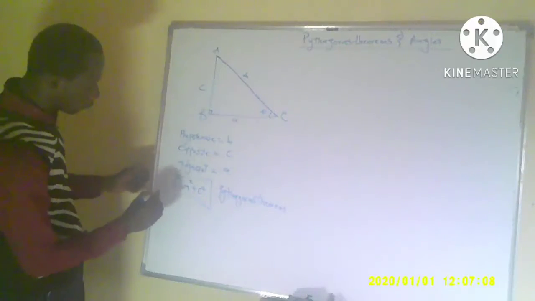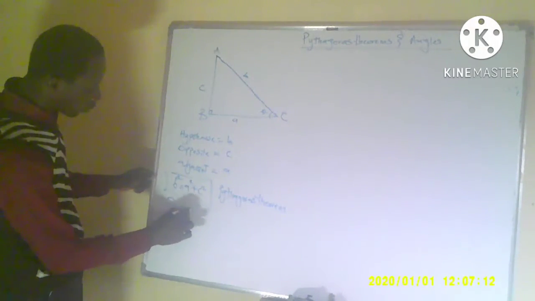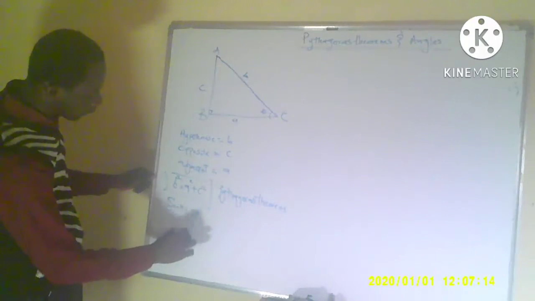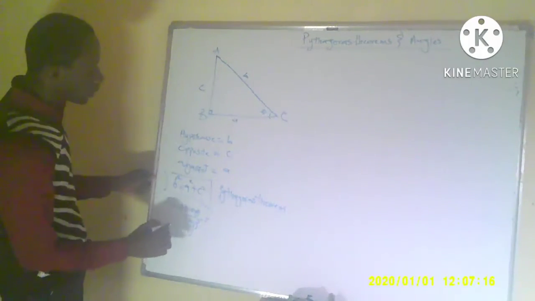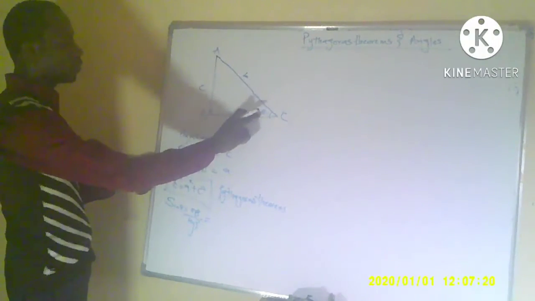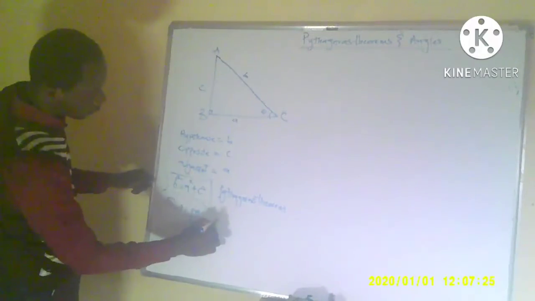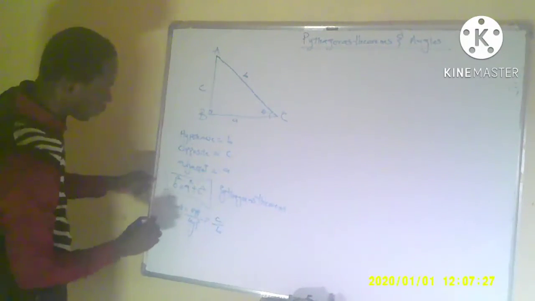Recall that sin theta is equal to opposite over hypotenuse, which is equal to what? Let's assume this is the theta. The opposite is what? c. What is the hypotenuse? b. Which is what? c over b.